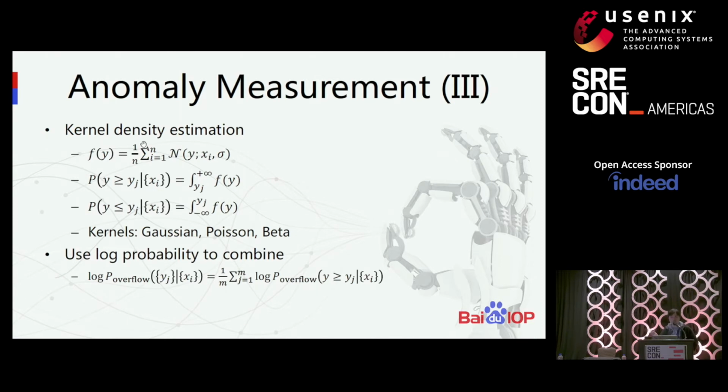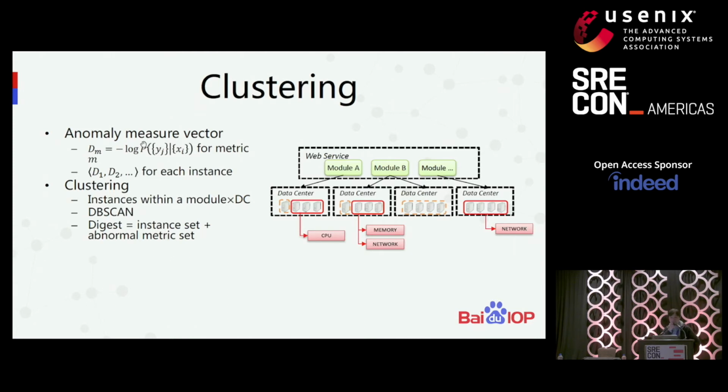A common practice in probability is to use the log probability. If we use the log probability, the geometric average will become an arithmetic average. Based on this, we can transform each metric into an anomaly score. The anomaly score is the minus log probability, and then we can group them into a measurement vector. Because this anomaly score is comparable among different metrics and also among different instances, we can use them to cluster the results.